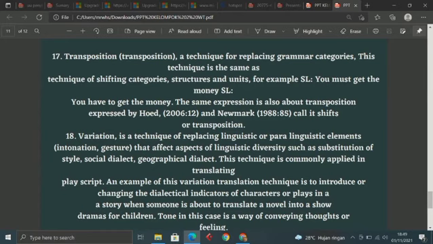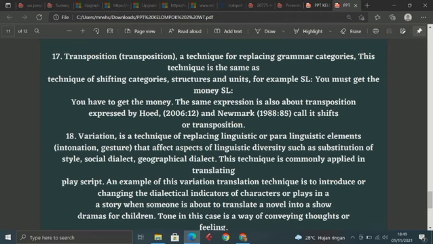The next is transposition. Transposition is a technique for replacing grammar categories. This technique is the same as the technique of shifting categories, structures, and units. For example, in the source language, "you must get the money," and in the other language, "you have to get the money." The same expression about transposition is also used by Hu 2006 and Newmark 1988, who call it shift or transposition.